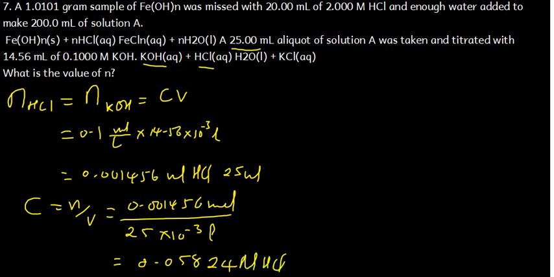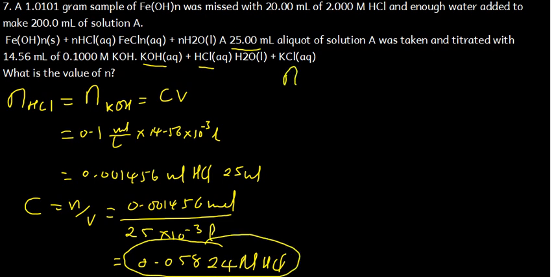Now remember, we diluted the solution, we added water, and it was 200 milliliters. From these 200 milliliters, we only got a portion. This is the portion that we got. So we can actually find the number of moles in 200 milliliters, because the concentration is going to be the same since we are getting the same solution.